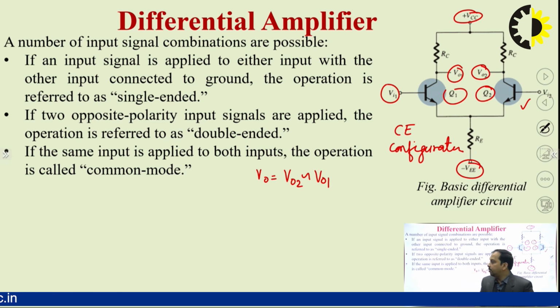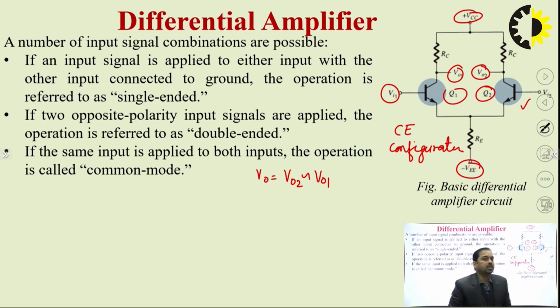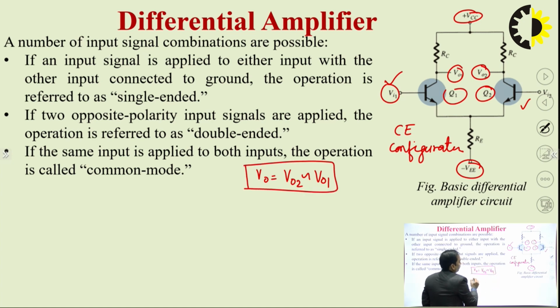So if same polarity signals are applied, if we say that Vi1 and Vi2 are applied and they are of the same polarity, that is called the common mode of operation. We'll see in our next slides how this common mode of operation is beneficial for us, because if noise is introduced from both sides of the input, Vi1 and Vi2, it gets eliminated, because we are taking the output in a differential form.